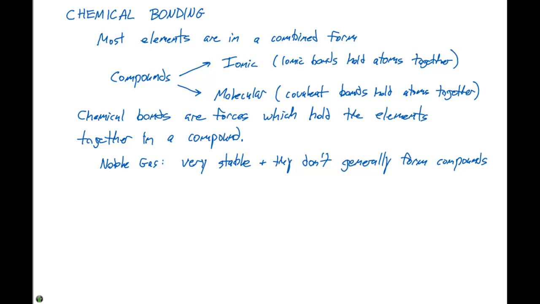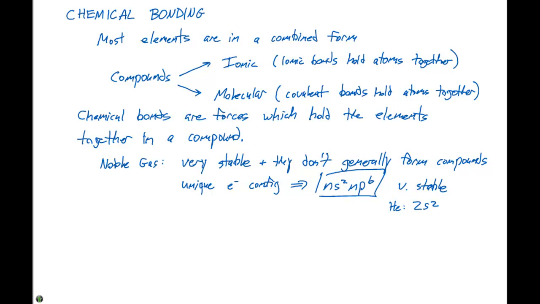And the reason for this is because they have a unique electron configuration. And typically, that is ns2 np6. And this particular electron configuration is very stable. The exception to this is helium, which has an electron configuration of 1s2, which is also very, very stable. So the reason I bring this up is because this indicates that this particular electron configuration is very, very stable.